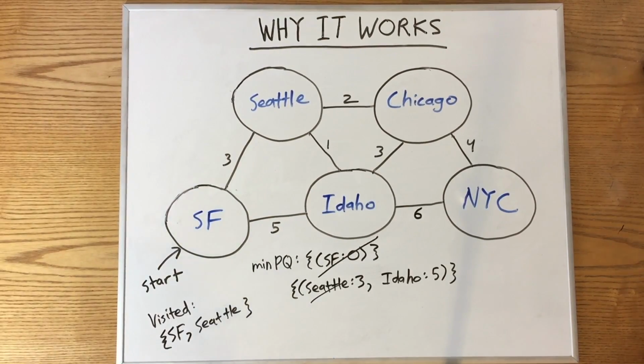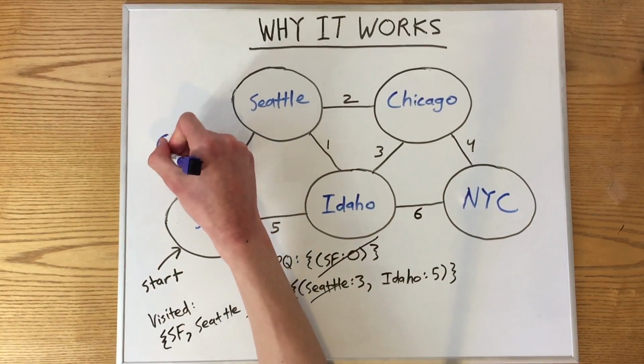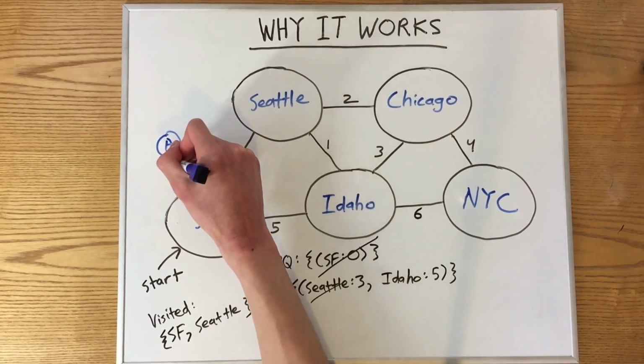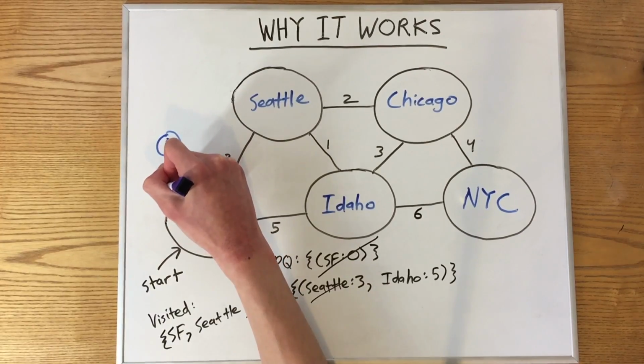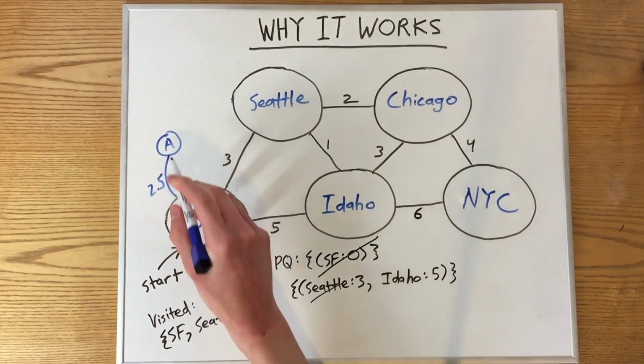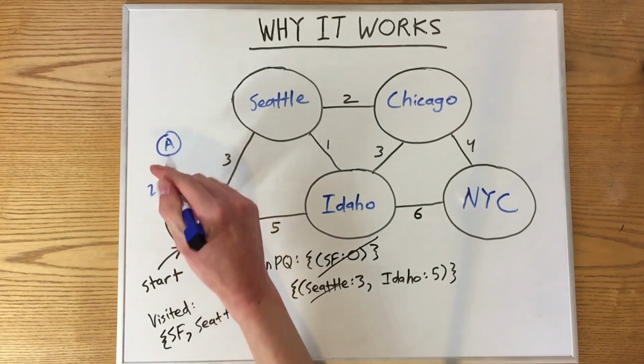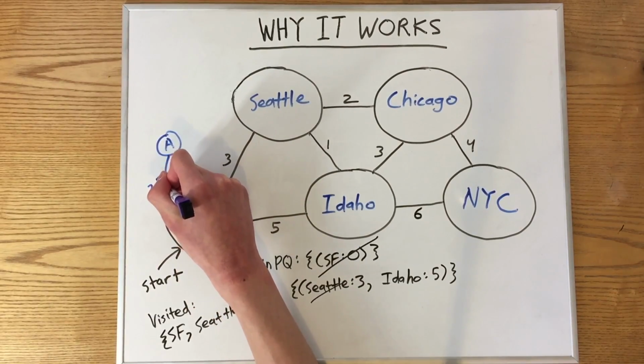Well, let's say there was a shorter path to Seattle, and we'd have to draw it out really quickly. Let's say there was a node over here. Let's call that A. Well, let's say there's a path edge of length 2.5 from SF to A. Let's just write that out and make that look a little bit nicer. 2.5.